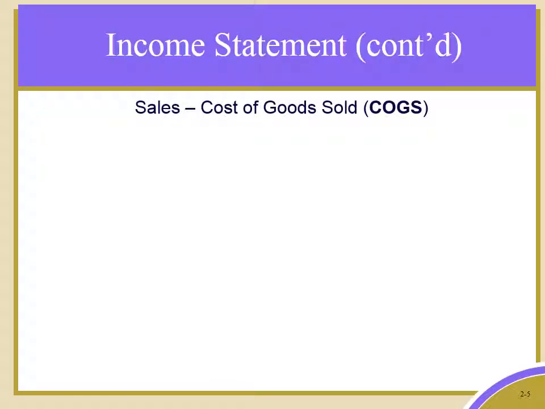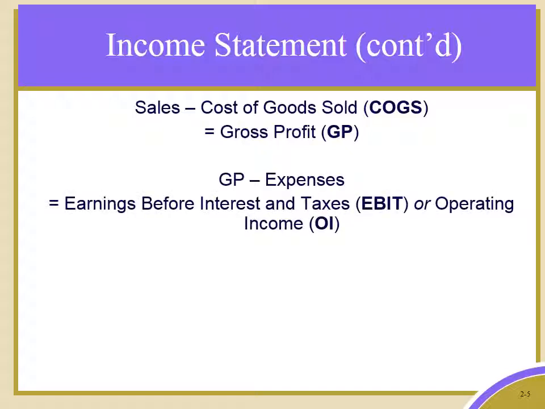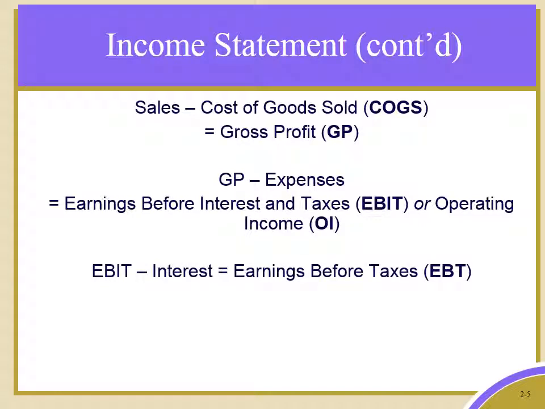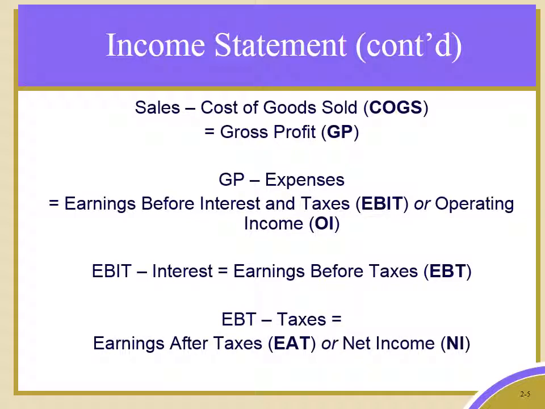Parts of an income statement include sales and cost of goods sold. Sales minus your cost of goods sold is your gross profit. Gross profit minus your expenses is earnings before interest and taxes, also known as EBIT, or also referred to as operating income. We're talking about the language of finance. Different words can mean the same thing, such as EBIT and operating income are pretty much the same thing. EBIT minus interest is equal to earnings before taxes, and then earnings before taxes minus taxes gives you earnings after taxes, also known as our net income.